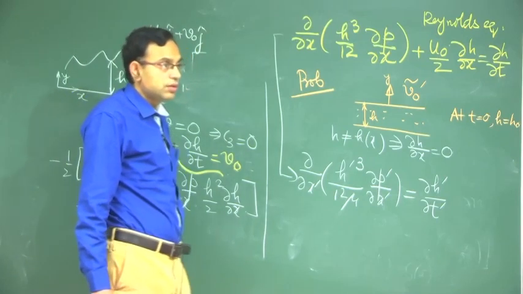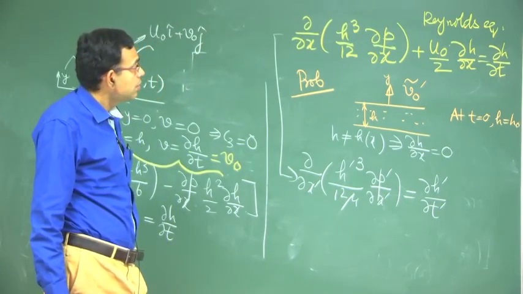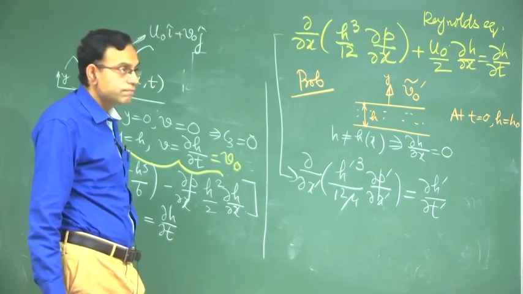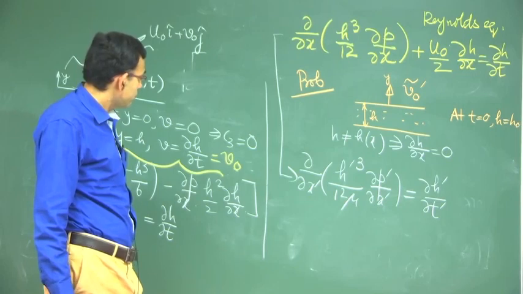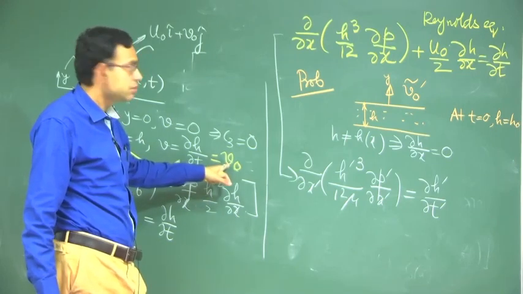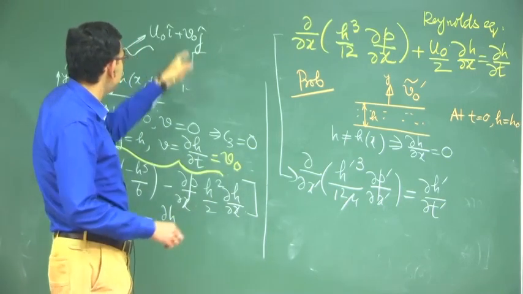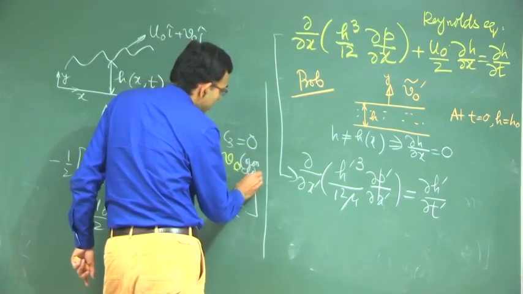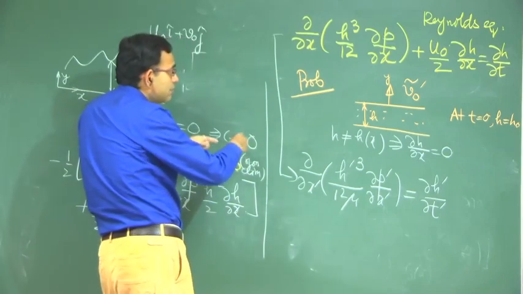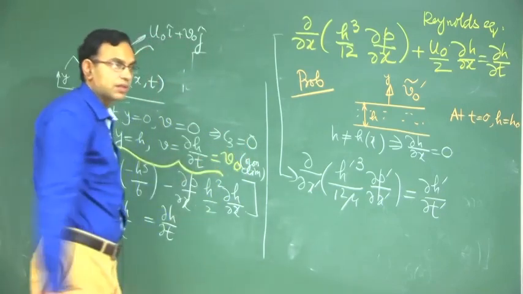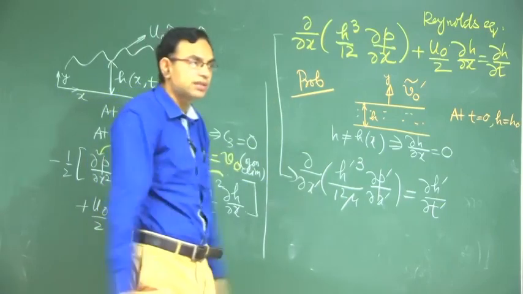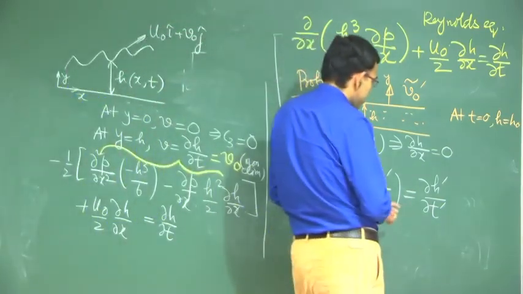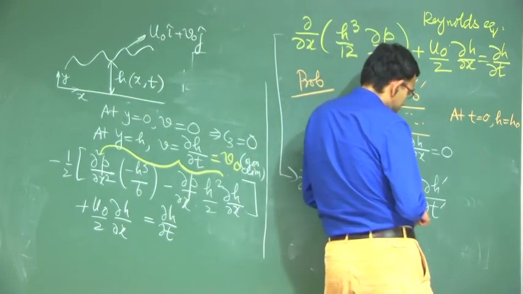Initially, won't there be a 1 by v naught in v, because it was non-dimensional v? Which one? 1 by v naught? Y equal to h, v equal to del h by del t. This is non-dimensional v naught. So this is non-dimensional. All these things without dash are non-dimensional. Any symbol without dash is non-dimensional. Okay.